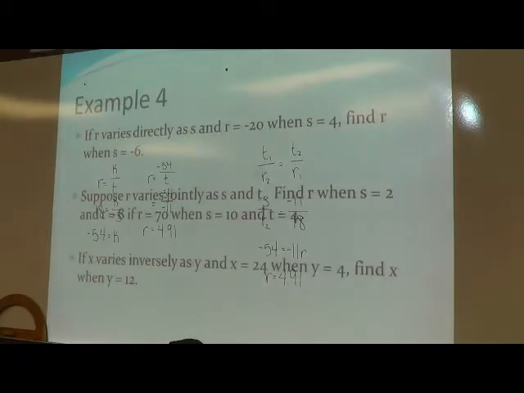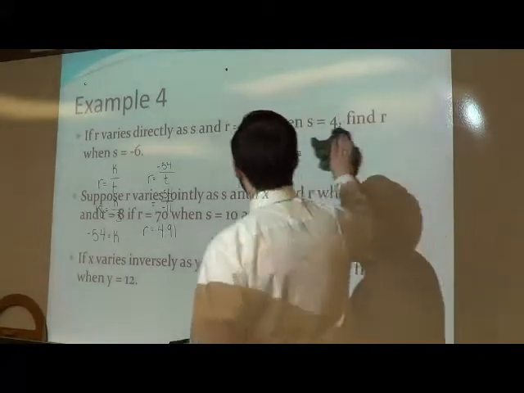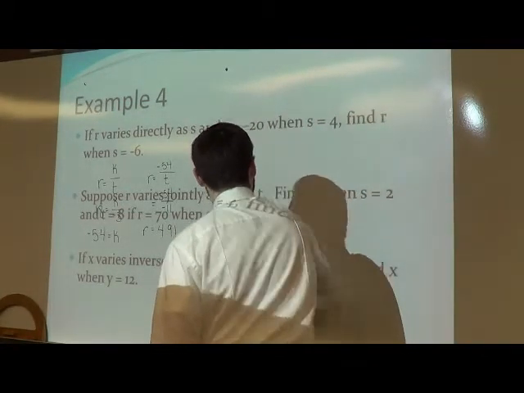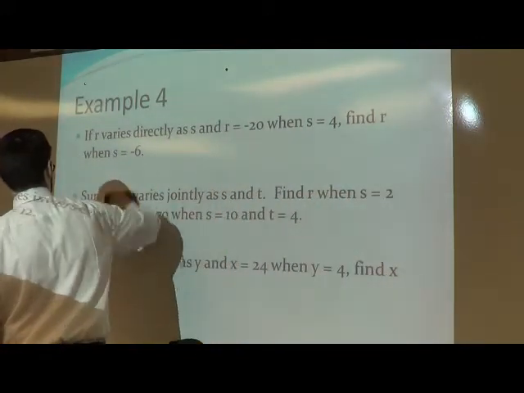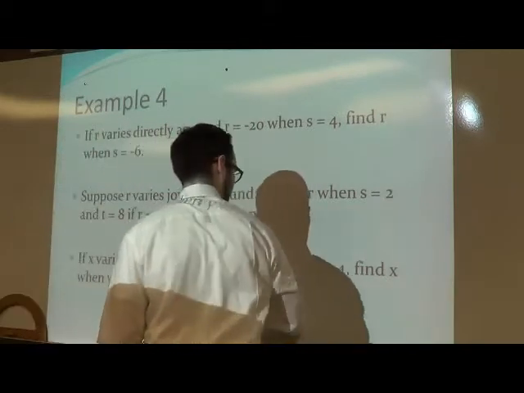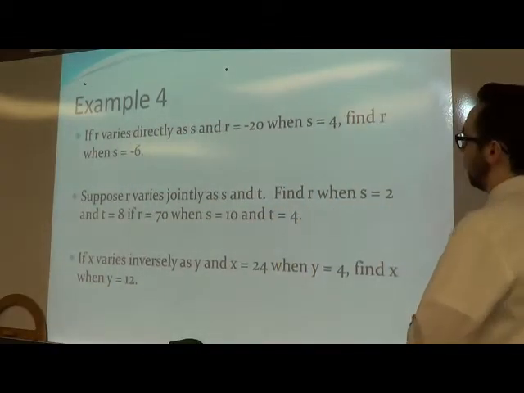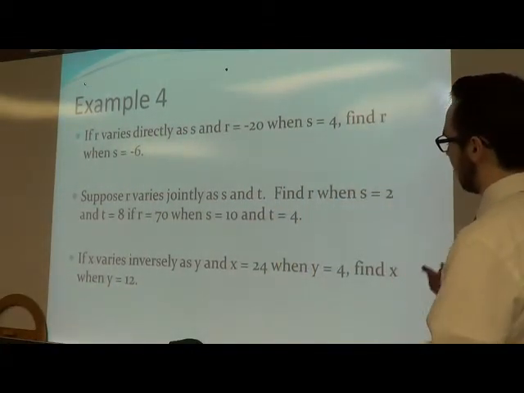So go ahead, right now, there's an example of each. There's directly, jointly, and inversely. Go ahead and try those and see what you come up with. And then I'll put the answers up.